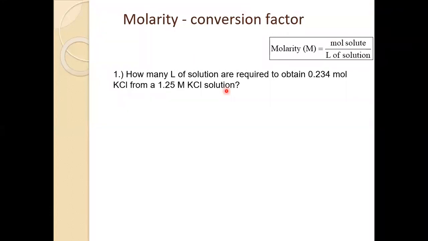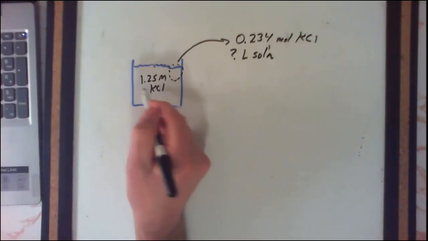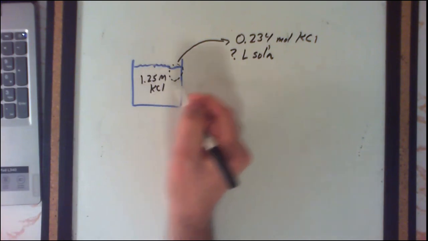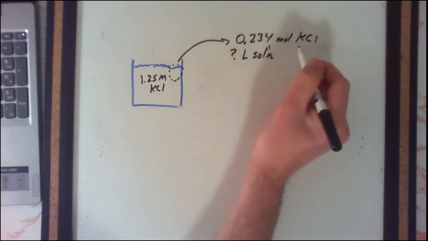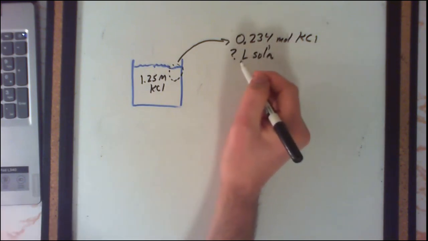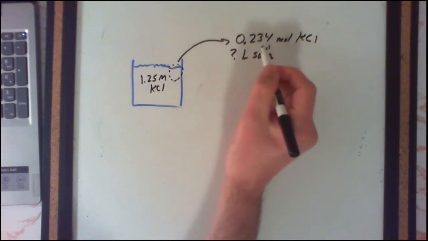In this first example, we're asked to calculate how many liters of a solution are required to obtain 0.234 moles of KCl from a labeled 1.25 molar KCl solution. So our picture may look like this, where we were provided a 1.25 molar KCl solution, and for a particular experiment, perhaps, we need 0.234 moles of KCl. The question is, and it's a very practical question, how many liters of the solution do we need to give us this amount of solute?